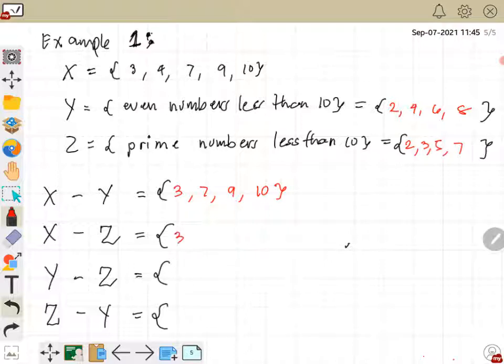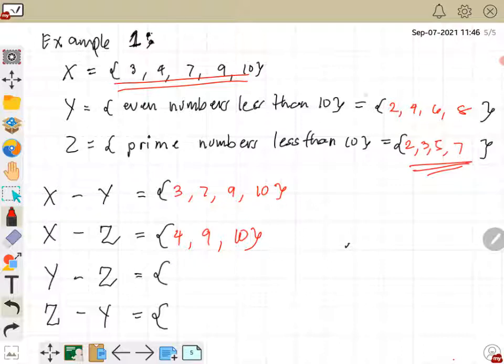Those elements that we can find in X but not in Z. We can find 3 in X but not in Z. No, 3 is both for X and Z, so that's not. So let's neglect that. So 4 is an element of X but not in Z. Look at here, compare it here with this one. Okay, 7 is an element of X, and it is also an element of Z, so that's not included. 9 is an element of X but not in Z. Same with 10.